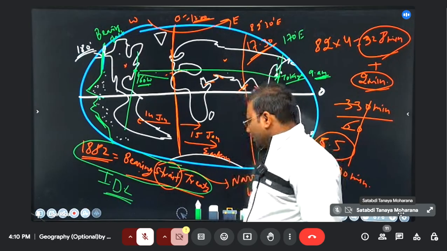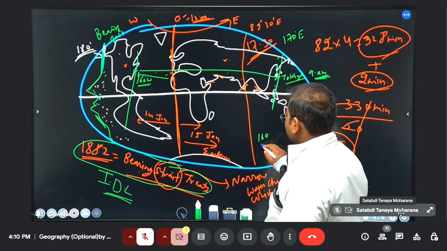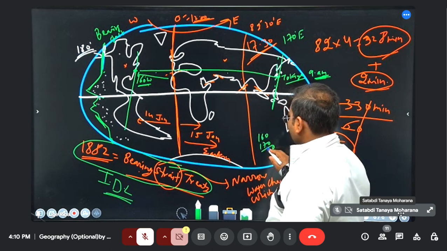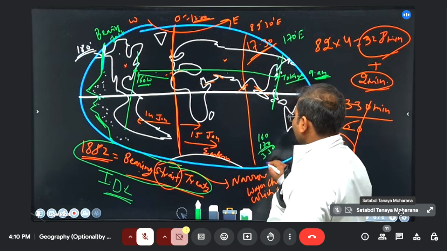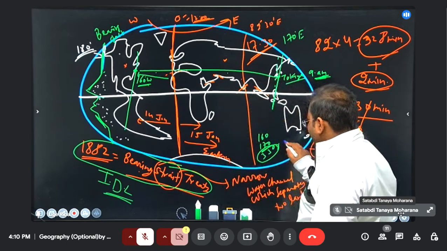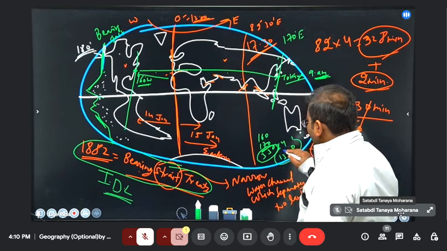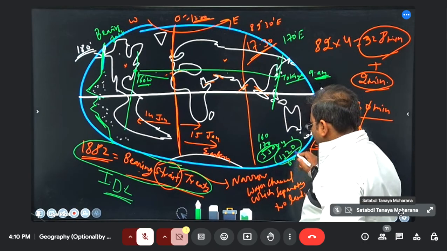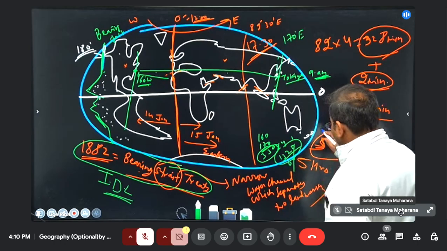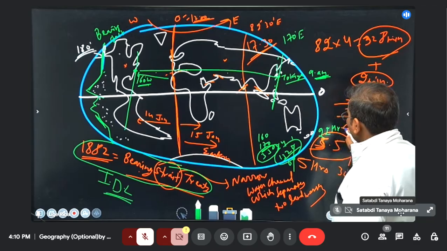So you can calculate: 160 plus 170 is 330. So it is overall 330. Multiplied by 4, 4 into 3 is 12, carry 1, 12, 13. 1320 minutes divided by 60: 6 twos are 12, so 22 hours.